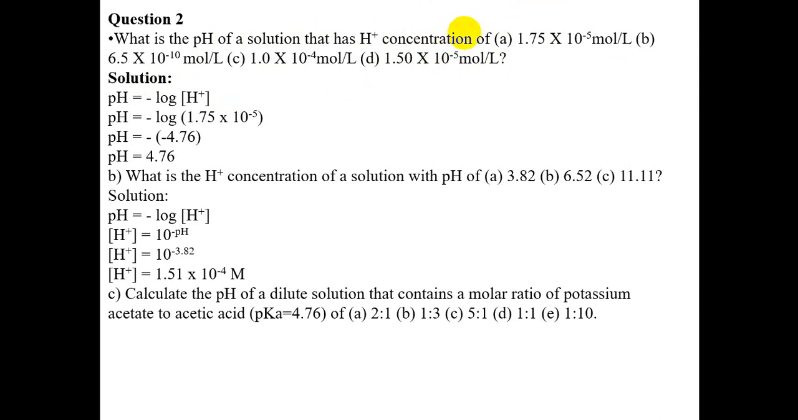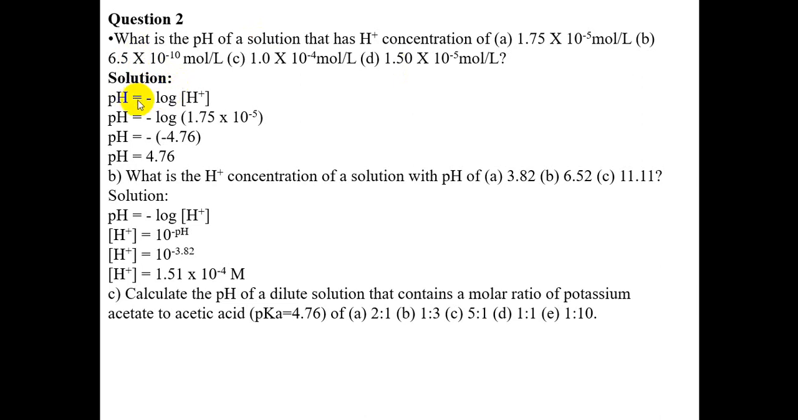All the questions you need to solve are going to be the second assignment. Make sure I'm solving only the A, so you follow my example and solve the rest. I will solve this 1.75 times 10 to the power minus 5 mole per liter. Solve for B, C, and D, and go through all the questions that follow. Make sure you solve everything and present it as the second assignment.